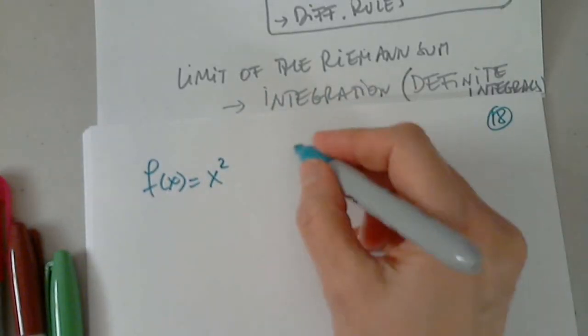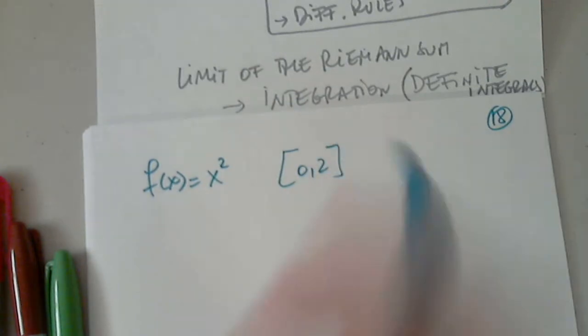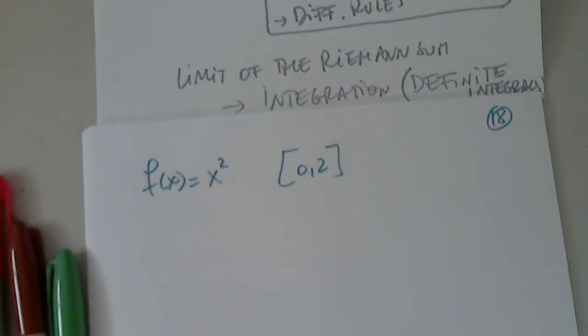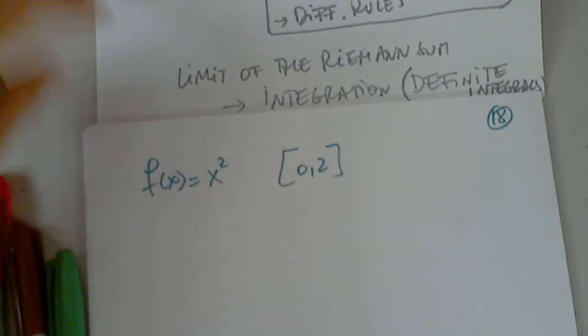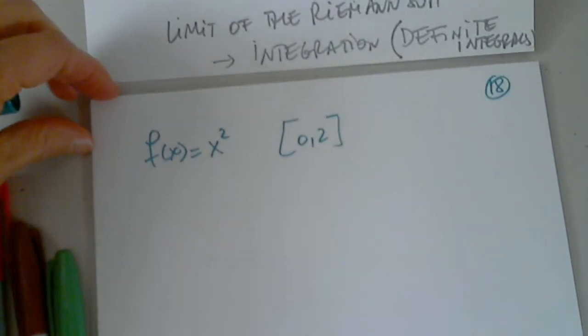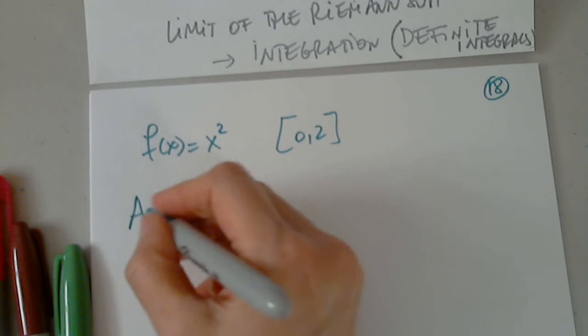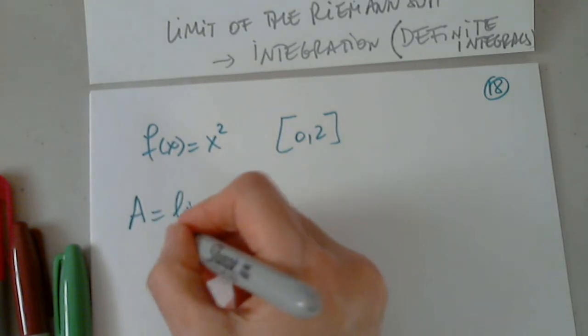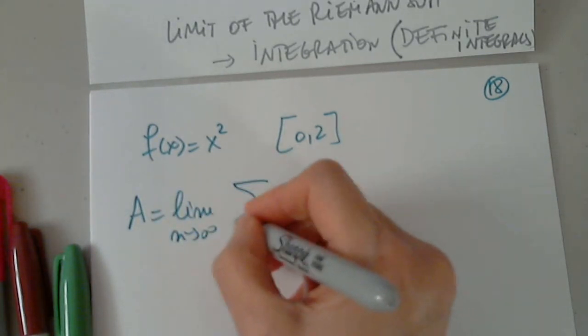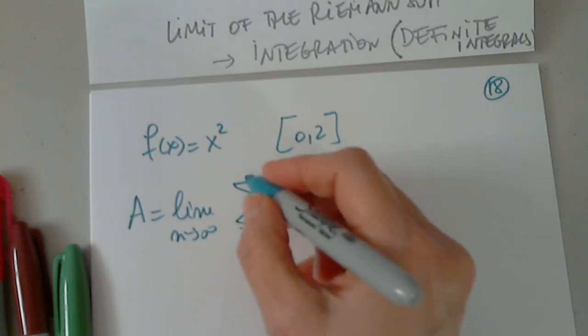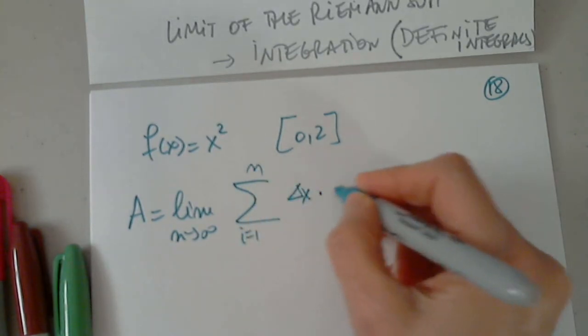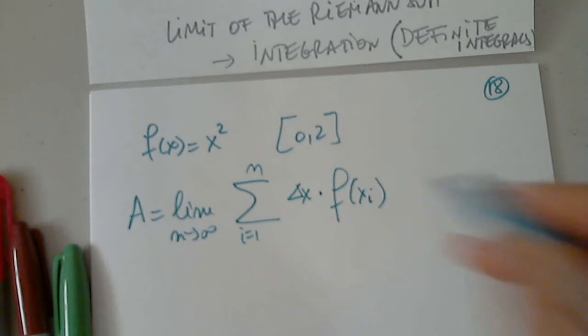Why don't we just look at the initial example that we had, where it's x squared and 0, 2. We looked at two subintervals, leftmost point, rightmost point, and so on. And now we want to determine the exact area, because we can now with the limit of the Riemann sum. So the area is the limit as n approaches infinity of the summation from i equals 1 through n of delta x multiplied by f of xi.